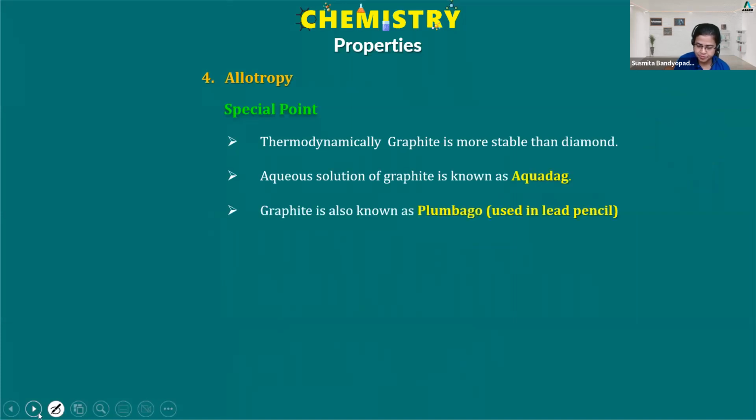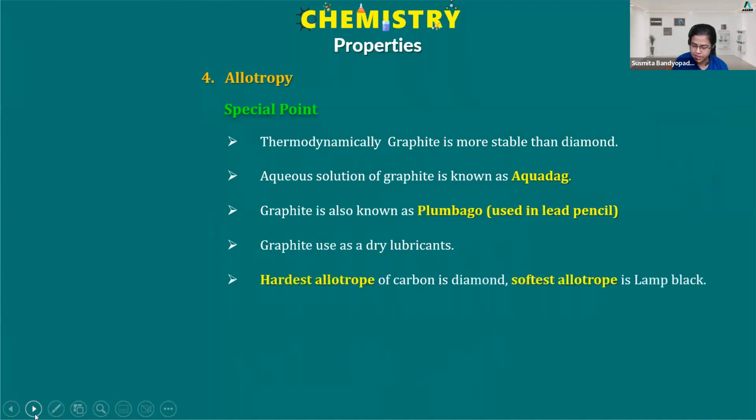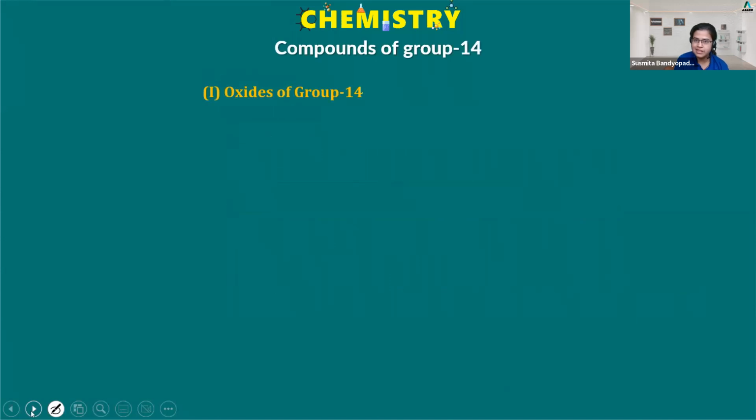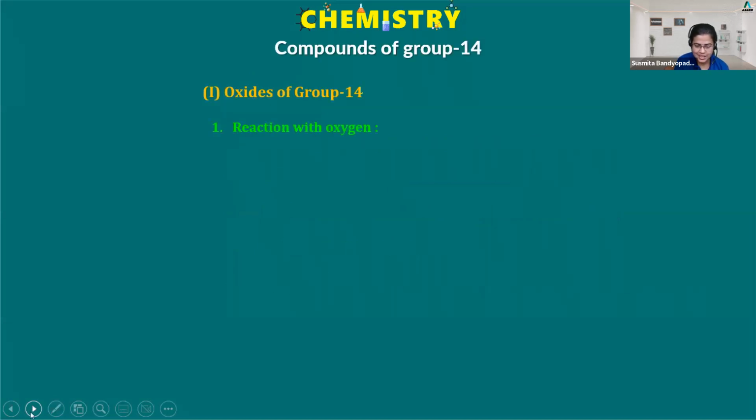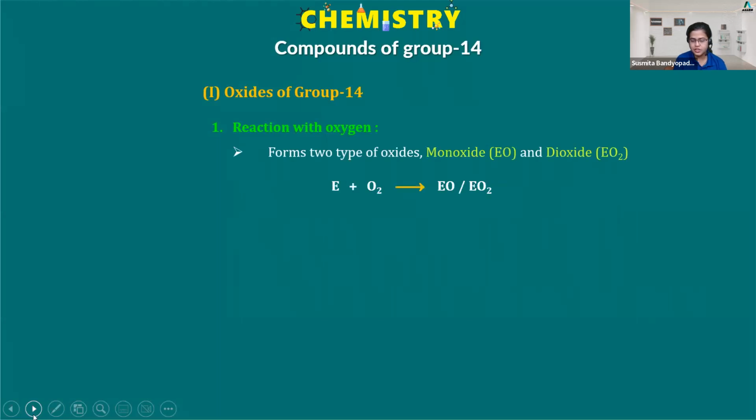We know this. Graphite is used in lead pencil, plumbago. Aqueous solution of graphite is aqua dag, used as dry lubricants. Hardest allotrope is diamond. Softest is lamp black. Hardest, diamond. A few things you can remember here in class itself. Now, reaction with oxygen.